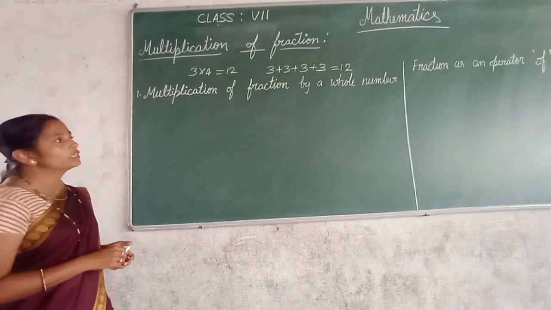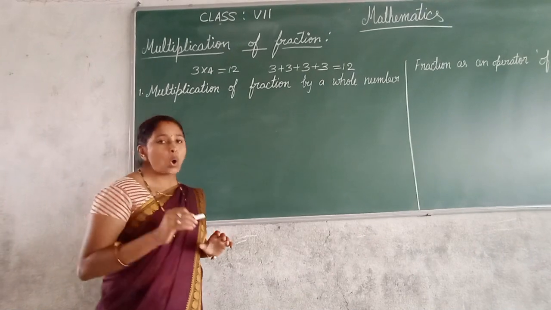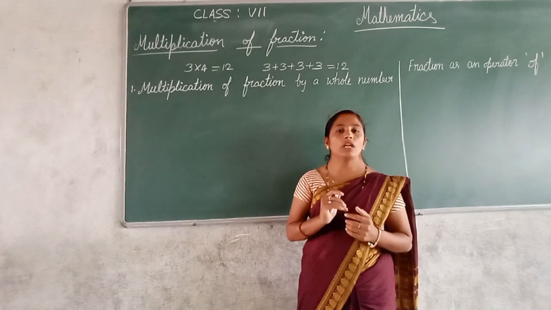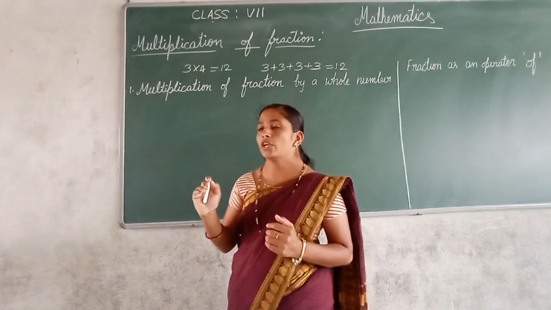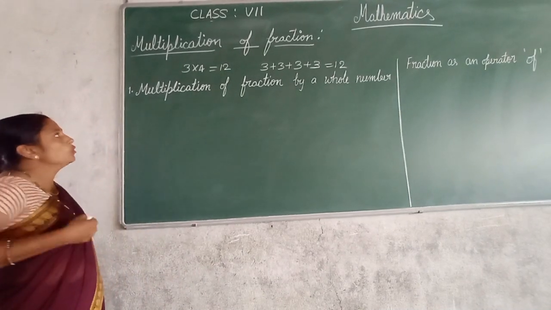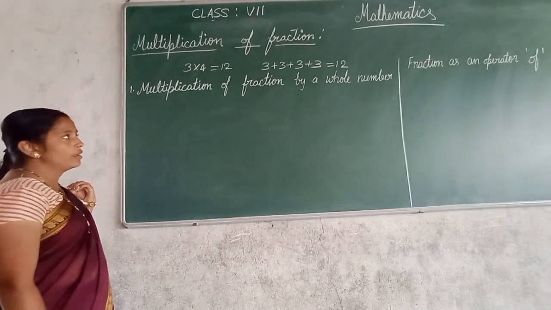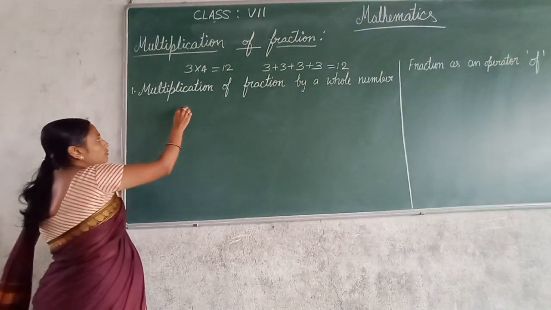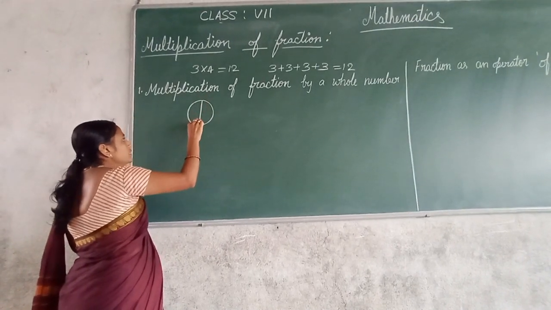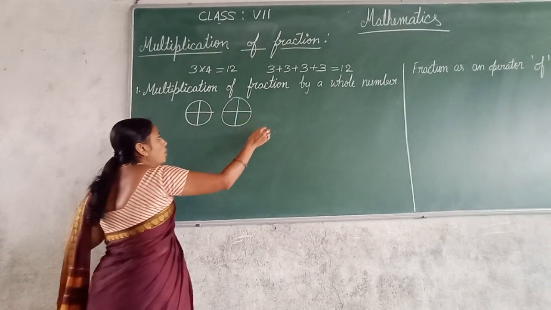The first point to concentrate on is multiplication of a fraction by a whole number. As you know, whole numbers begin with 0, 1, 2, 3, 4, 5 and so on. So let us continue. How do we multiply a fraction with the help of a whole number? For example, consider a diagram. These diagrams we have to multiply.